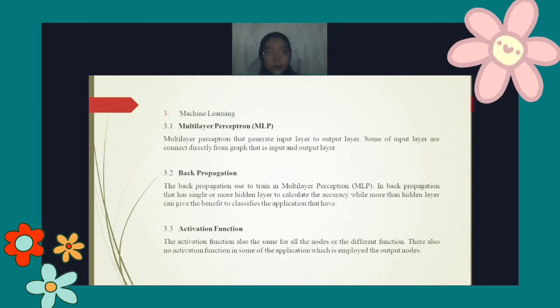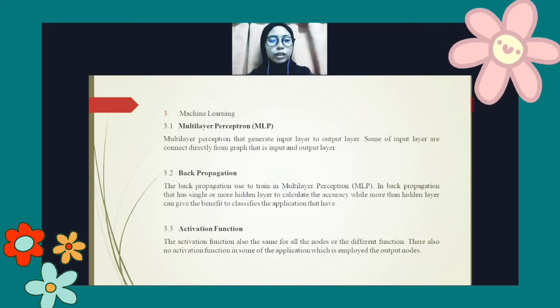Next, these are the machine learning methods that we use for the classification of breast cancer. We have three: multi-layer perceptron, backpropagation, and activation function. Firstly is the multi-layer perceptron. The multi-layer perceptron generates from the input layer to the output layer. Some of the input layers are connected directly between the input and output layer. In MLP, we use backpropagation to train the network, which is not only one way.